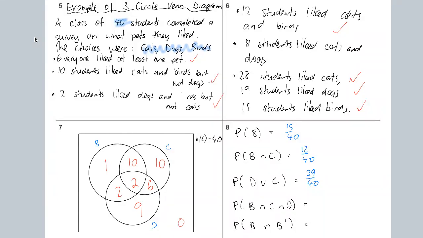B intersect C intersect D. When you've got three, it's a little bit like BEDMAS. You can do the first two first, B and C. B and C would be just this bit here. And then D, well, this is all of D and this is B and C, then this is the only overlap. So it's 2 out of 40.